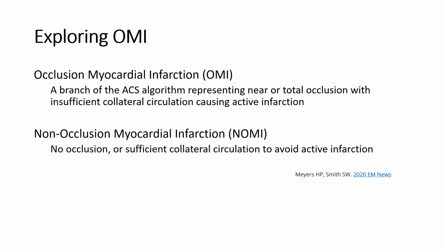Just a quick exploration of that. You have your occlusion myocardial infarction, so your OMI, and then you have your non-occlusion myocardial infarction, so non-occlusive or with sufficient collateral circulation to avoid an active infarction of the affected area.